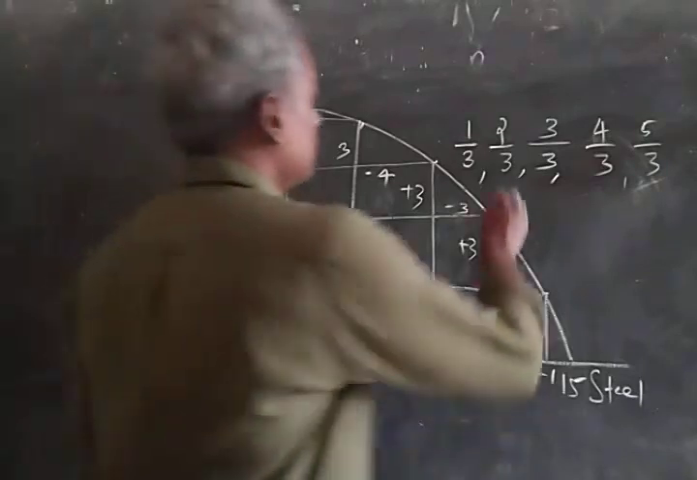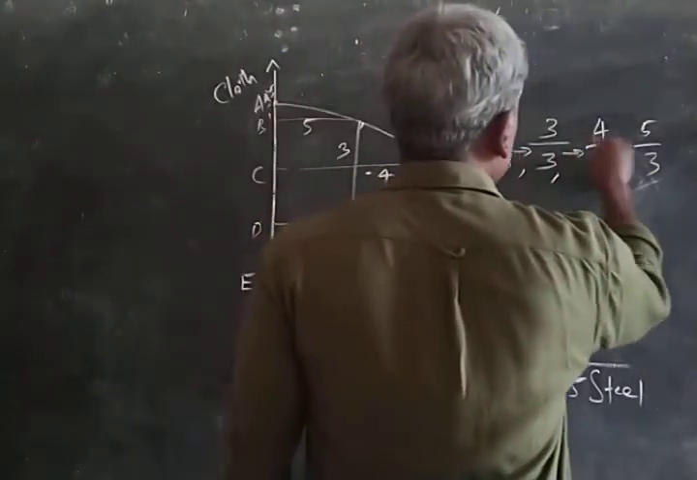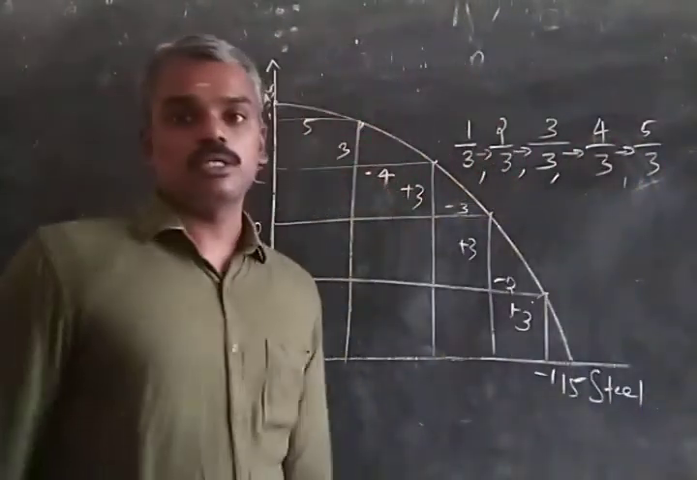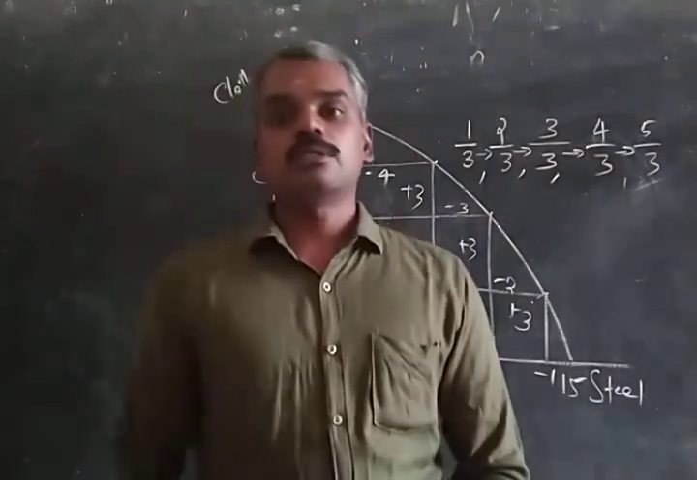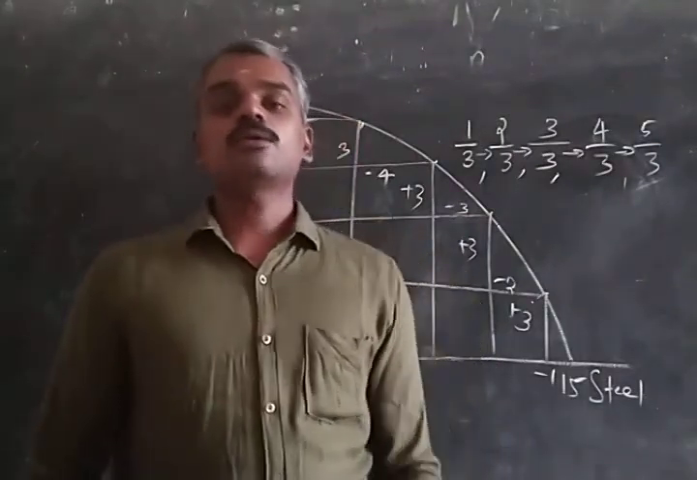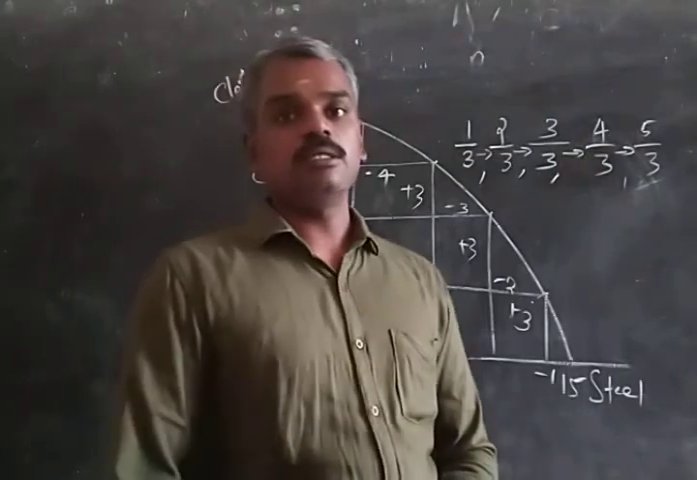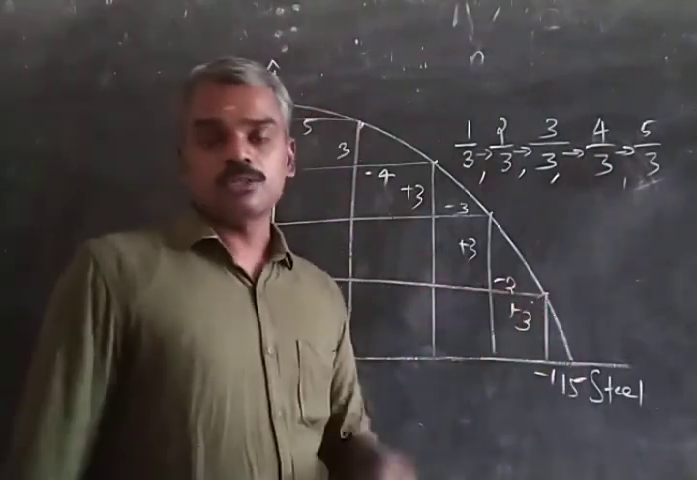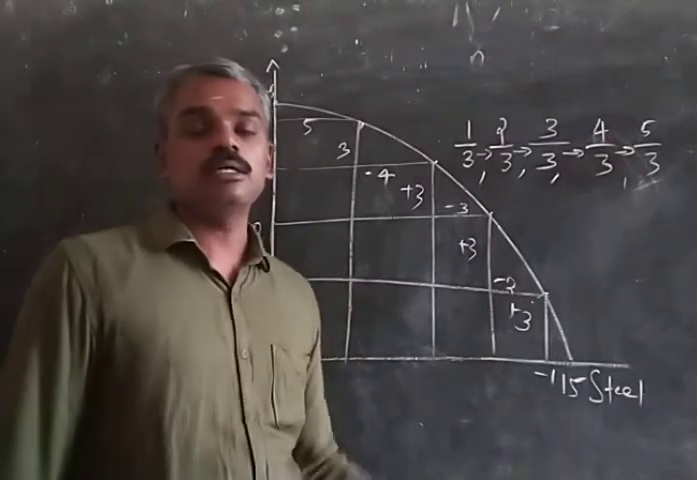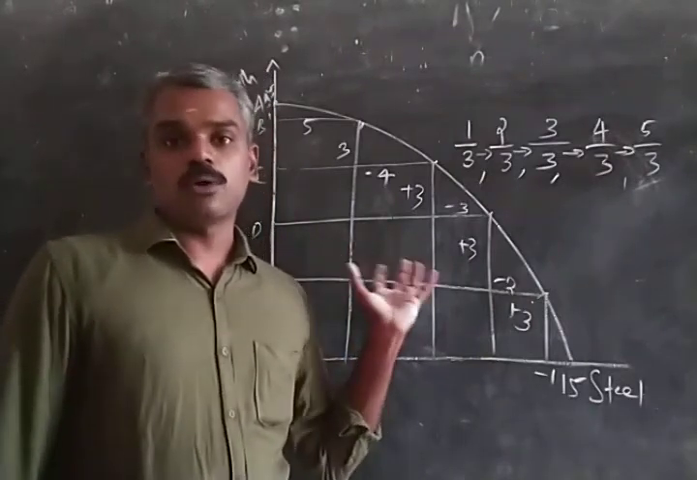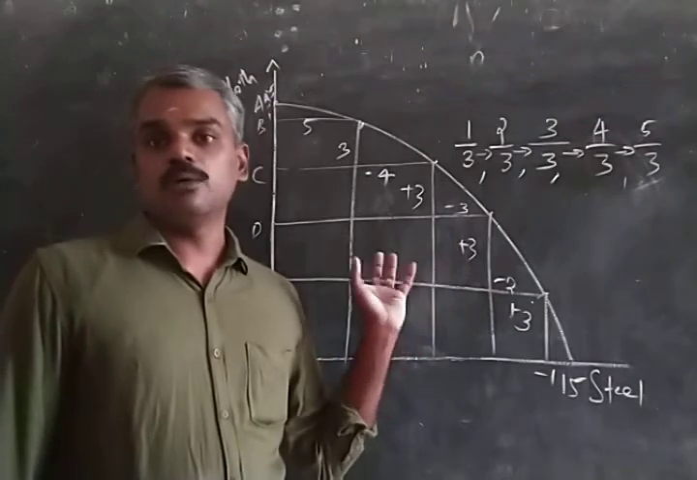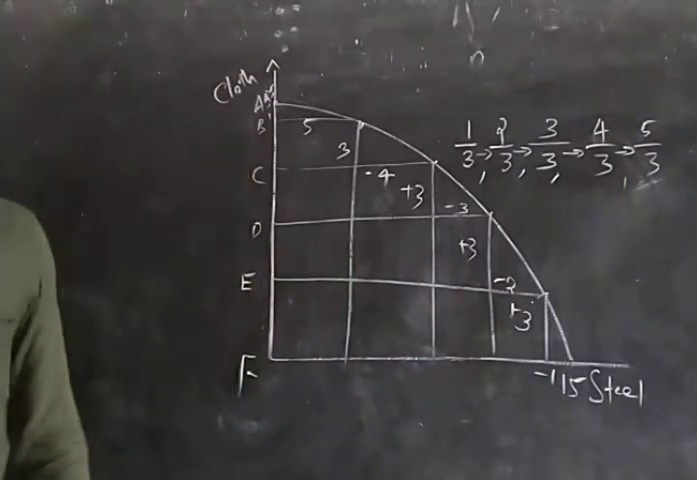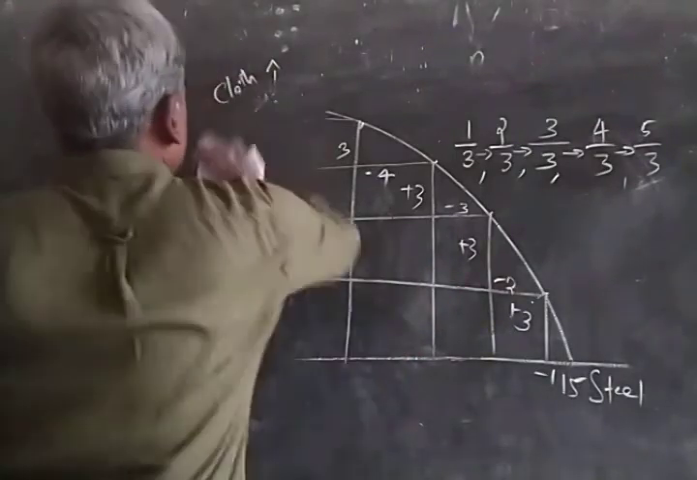So here you can see that at every stage the opportunity cost is increasing. This is called increasing opportunity cost, and it is this increasing opportunity cost which gives the production possibility curve its concave shape. So this is about increasing opportunity cost.